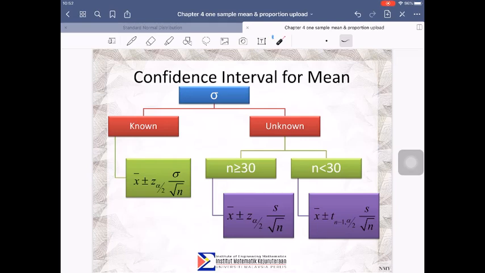So the difference here, as you can see, for sigma known, we have x bar, z alpha over 2, sigma, and also square root of n. If sigma is unknown and n is greater than or equal to 30, we still use our z alpha over 2. But if our n is less than 30, as you can see here, we have our t. So we're going to use a different distribution table.